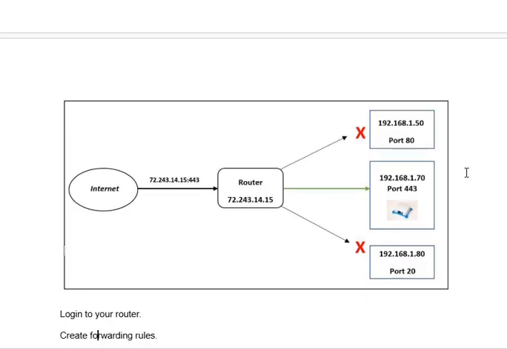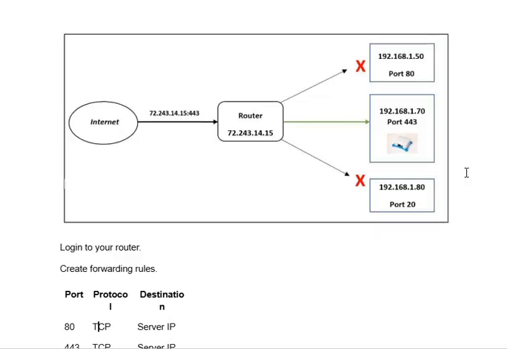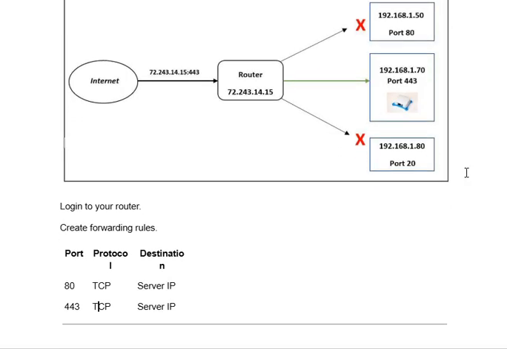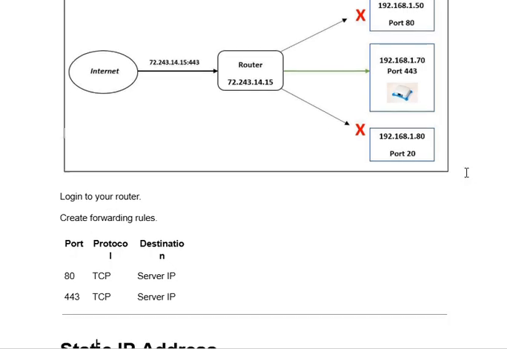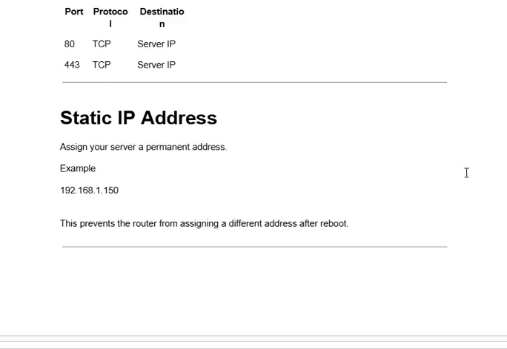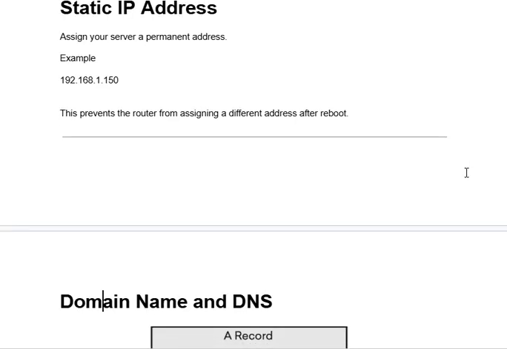So you log into your router and create forwarding rules: 80 TCP to the server IP and 443 TCP to the server. 80 is HTTP and 443 is HTTPS. That's what we learned in this module. Next, the static IP address. Assign your server a permanent address, for example 192.168.1.15. This prevents the router from assigning a different address after a reboot.